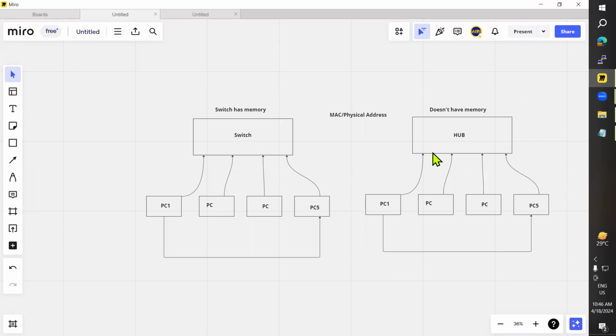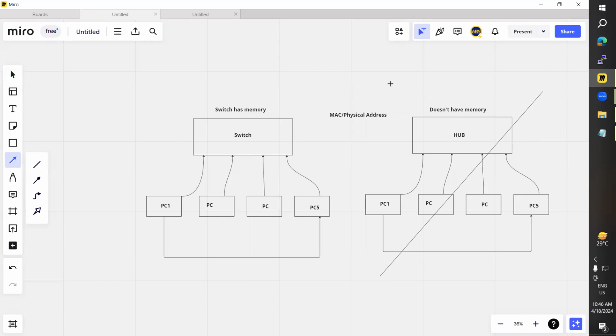Instead, whoever is sending the information, the hub checks all the PCs. Are you PC5? No. Are you PC5? No. Are you PC5? Yes. Okay, then forward the information. So that is the reason we stopped using hubs.